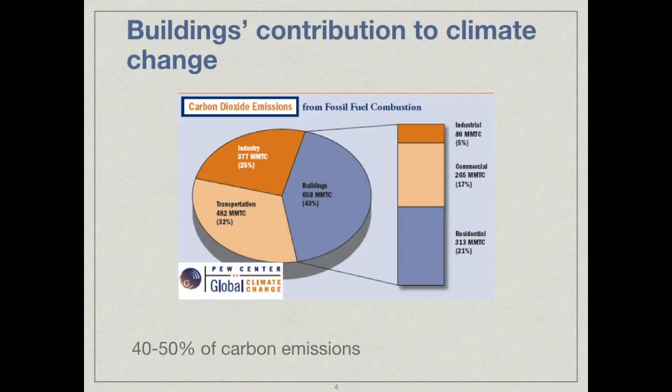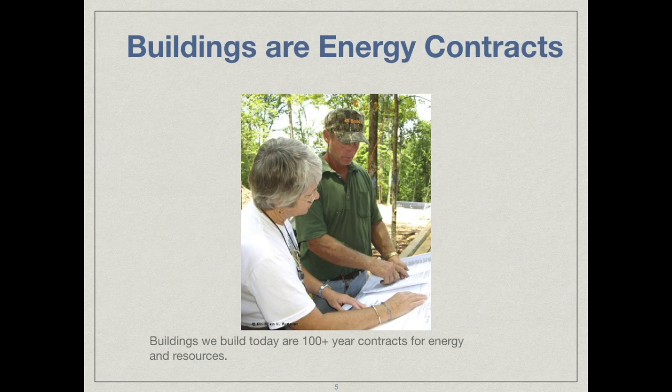Just a note about why we do this. Buildings represent 40 to 50% of the carbon emissions in the United States, and so buildings are a very important sector to address in terms of reducing the carbon emissions from those buildings. We also see that transportation is a huge piece of that pie. Buildings and transportation really work together in a lot of ways, and so we'll talk a little bit about that, but most of our comments today are going to be about buildings.